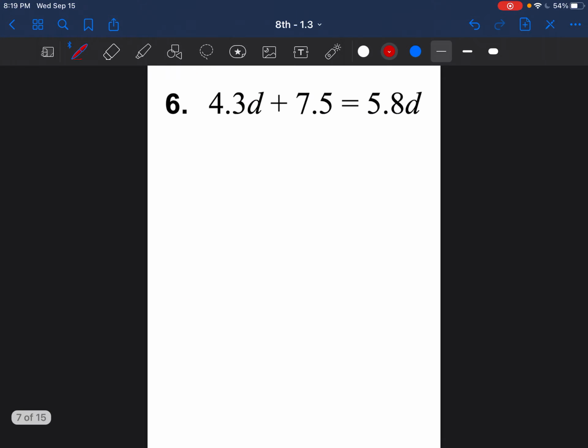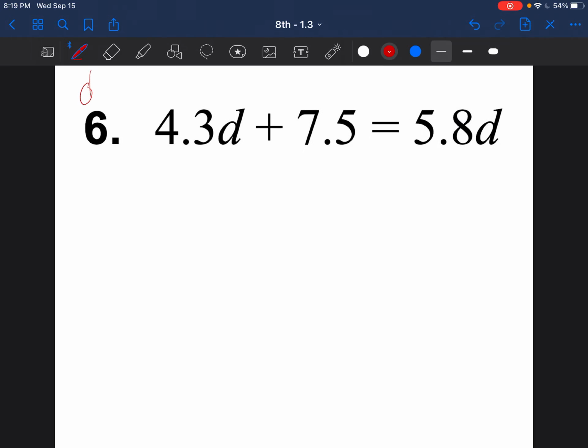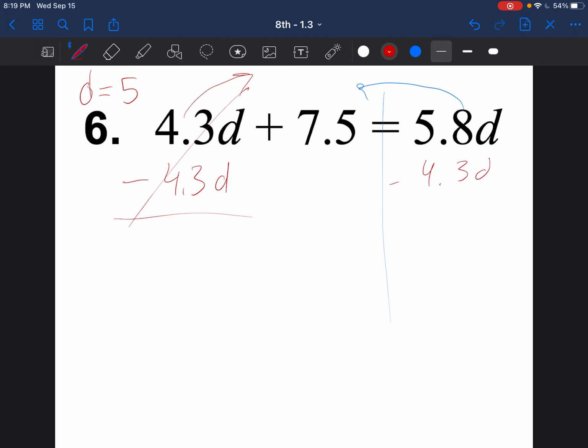Number 6. Question number 6. If you want to press pause again and do your own work, we know that the answer is going to equal 5. All right, let's see if we can figure it out. Okay, so we have a choice. We can move that way, or over this, or we can move it that way. Which one do you guys think is going to be easier? Remember, we said we don't want to have negative variables, and one of them is more than the other. Right now, the red one is easier, so we're going to do minus 4.3d, cross it off, minus 4.3d.